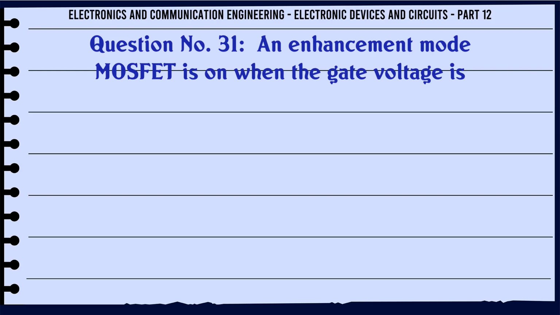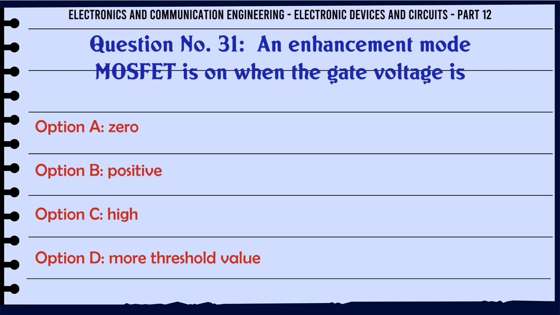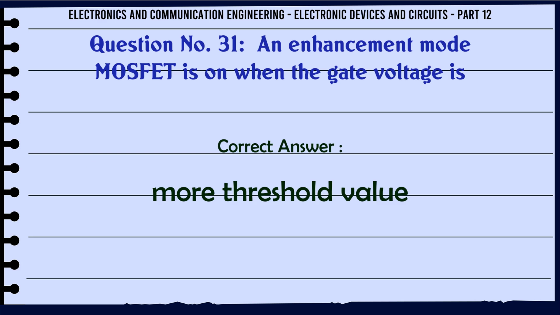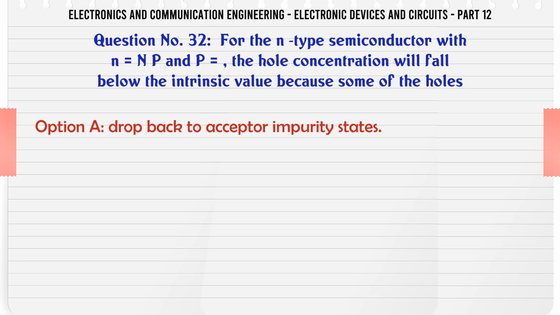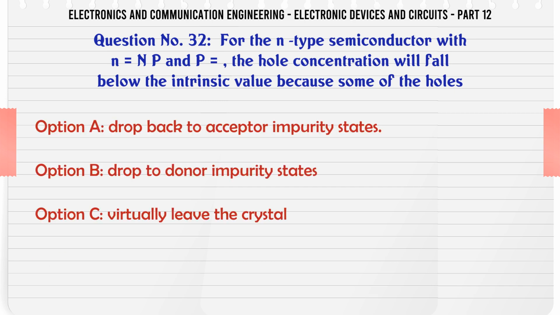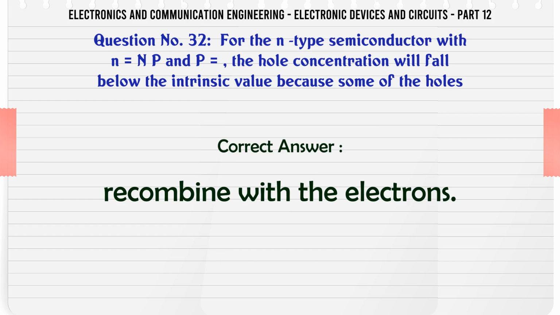An enhancement mode MOSFET is on when the gate voltage is A) 0, B) positive, C) high, D) more than the threshold value. The correct answer is more than the threshold value. For the n-type semiconductor with n > p, the hole concentration will fall below the intrinsic value because some of the holes A) drop back to acceptor impurity states, B) drop to donor impurity states, C) virtually leave the crystal, D) recombine with the electrons. The correct answer is recombine with the electrons.